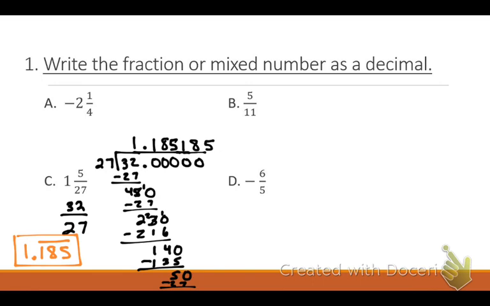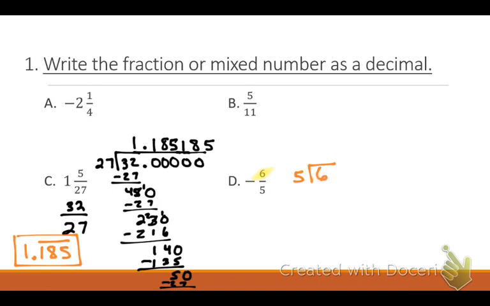Moving on to problem D. This one hopefully will not take us nearly as long. How do I find the answer to negative 6/5? Make it a mixed number. It's going to be 6, because you always take the top number, divided by the bottom number. Okay, so once again, just make sure always that top number gets tucked in underneath the division sign.